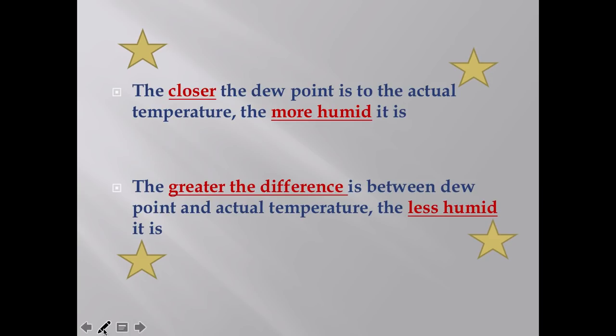So if I have a dew point, let's say it's 60 degrees outside, that's going to be temperature. If my temperature is 60 degrees, but my dew point is, let's say, 59, so it's only a degree different, that means that it is very humid. That is what that means. The closer these numbers are, the more humid it is. The further apart they are, the less humid it is.